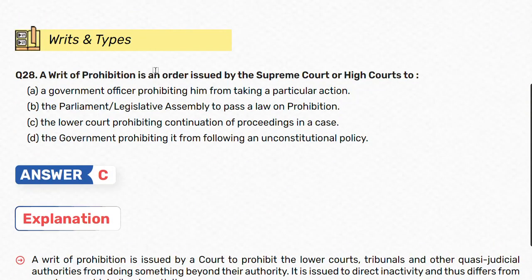Writ of prohibition is an order issued by the Supreme Court or High Court to prohibit. So you are prohibiting someone. So a lower court is prohibited from continuing proceedings in a case.